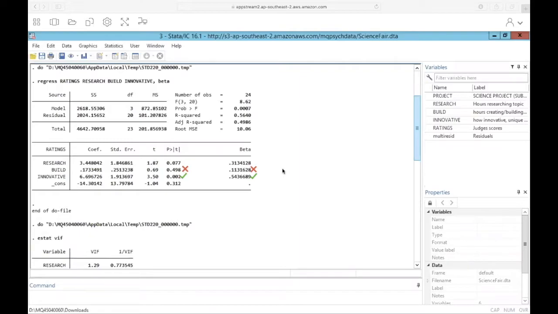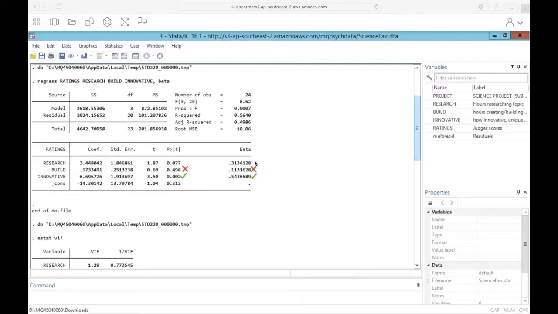Now, research is a little bit trickier to decide if we want to keep it or remove it. Remember, we want a model that best fits the data. So we do want to include the appropriate variables to predict judges' rating. In the simple regression, this variable was significant. And it does seem to have a bit higher of a standardized beta compared to build.